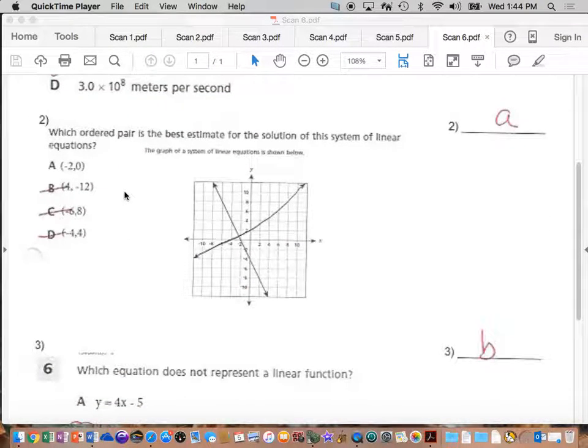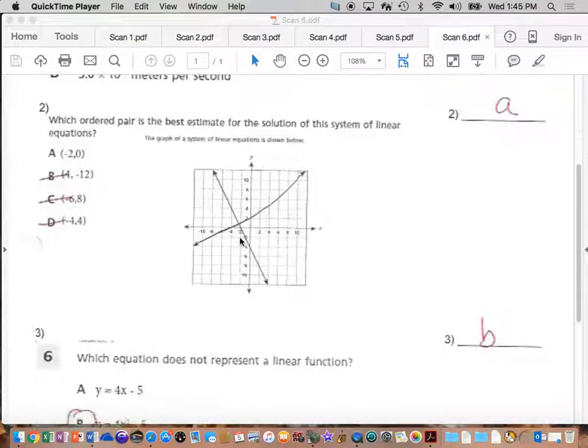What's the best approximation? Now, you'll notice that none of these is perfect. But if you look at each of the other choices, they are very far away from where this point of intersection is. The one that's closest is the point -2, 0. It's actually a little bit below it, but it's closest, so therefore it's the best approximation. Okay? Questions? No. All right.